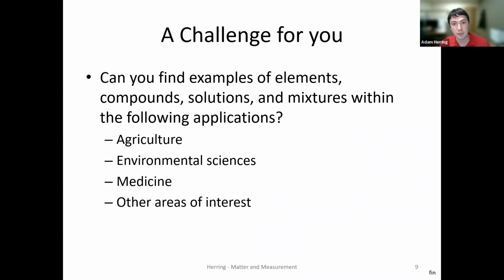So I have a challenge for you. I'd like for you to think of different examples of elements, compounds, solutions, and mixtures within various applications, perhaps agriculture, environmental science, medicine, or other areas of interest. As you do that, you'll see that they are all around us in the world, and understanding how to classify them can be important in these different applications.